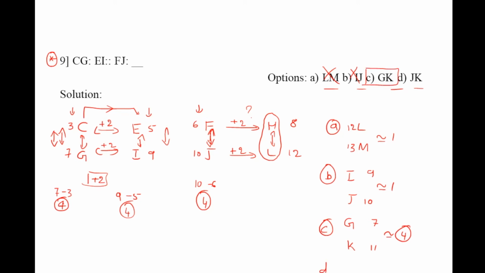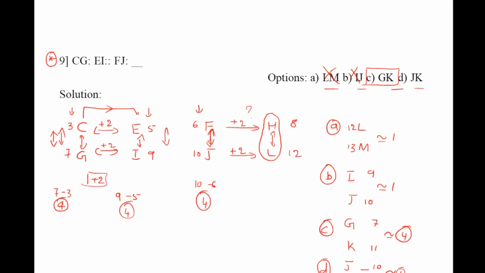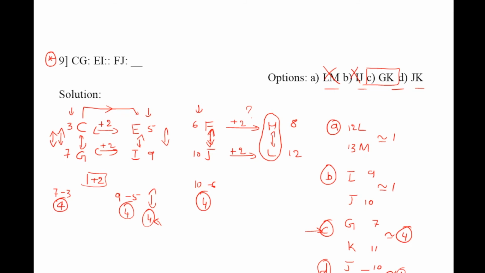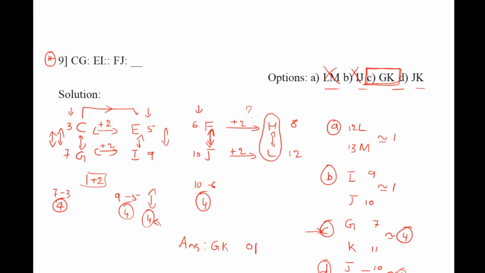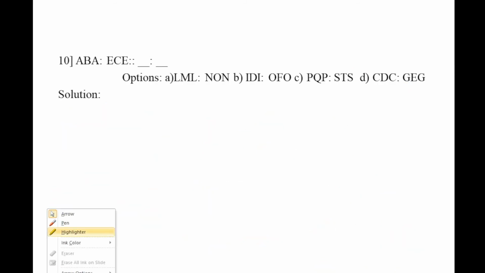Yes, it may be the answer. GK may be the answer. Let us see the last option, J and K. J stands for 10, K stands for 11, the difference is 1. So by vertical logic, the logic must be 4. So my previous logic holds good for C. So the answer for this question is option C. Answer is GK and option is C. Okay, let us move to the next question.